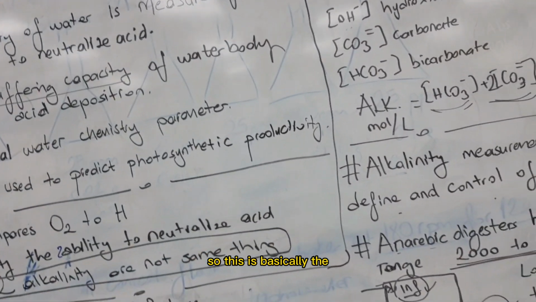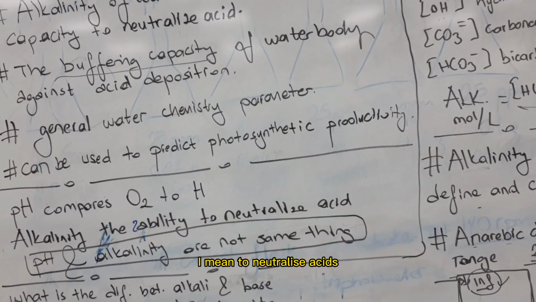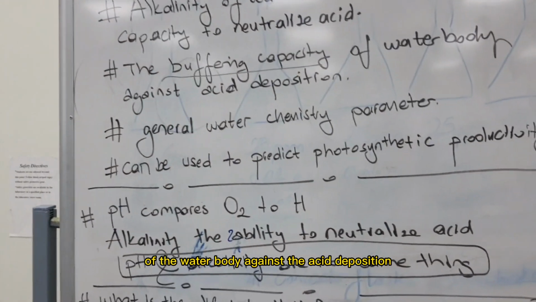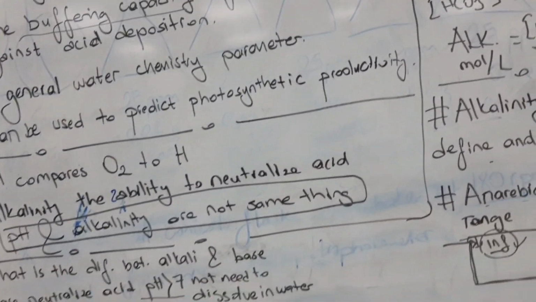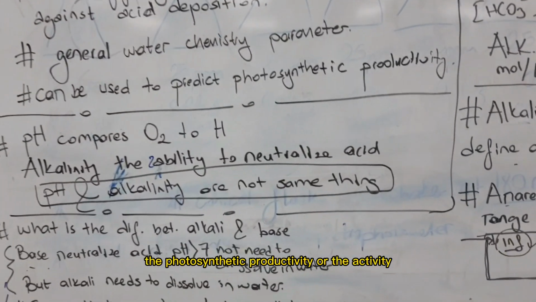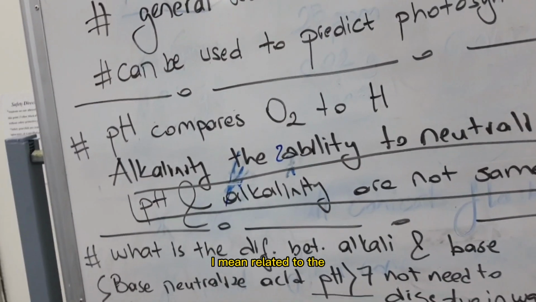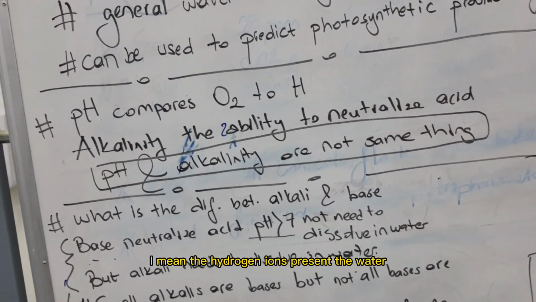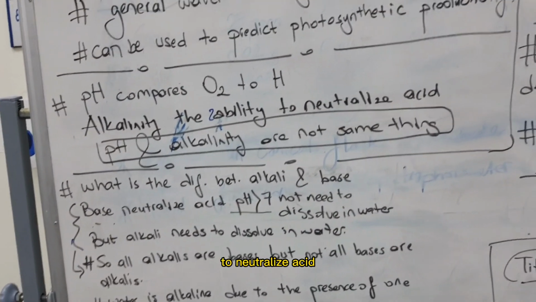This is basically the measurement of the capacity to neutralize acids. It's also called the buffering capacity of the water body against acid deposition. Generally, it can also be used to foresee the photosynthetic productivity or activity, and this is related to the O2 or the hydrogen ions present in the water. This can also be defined as the ability to neutralize acid.